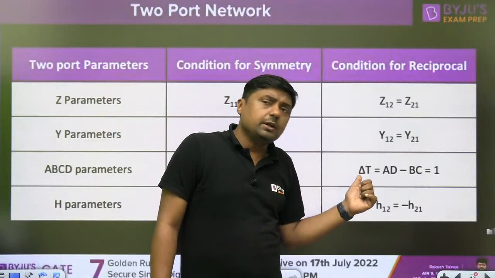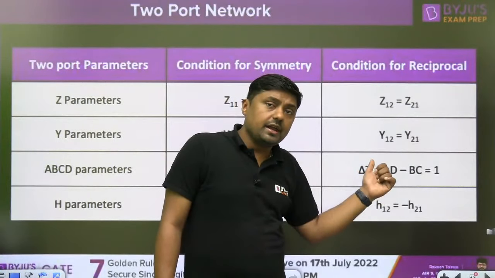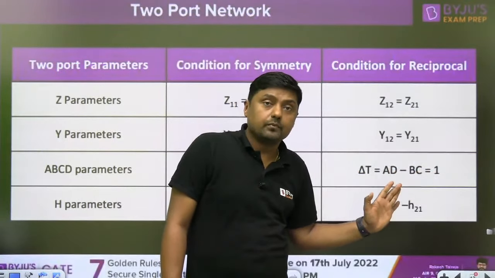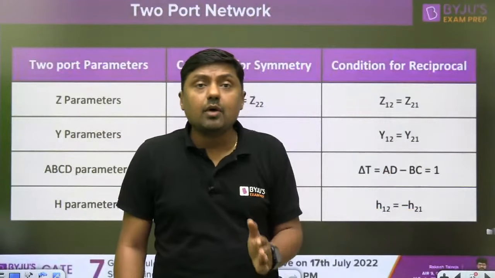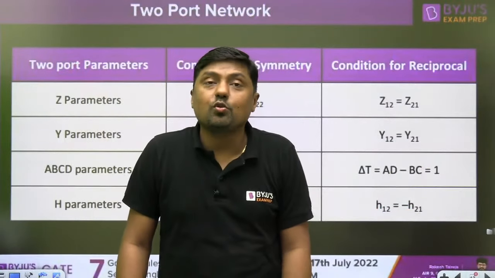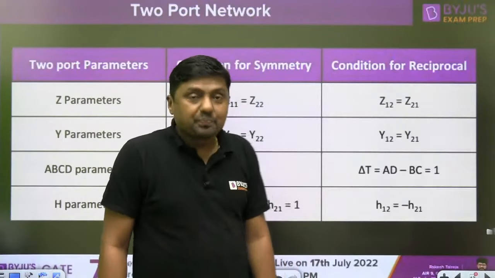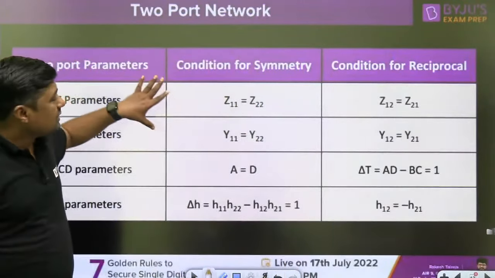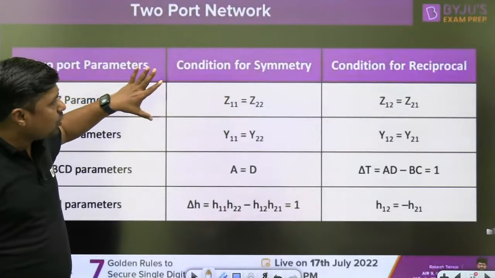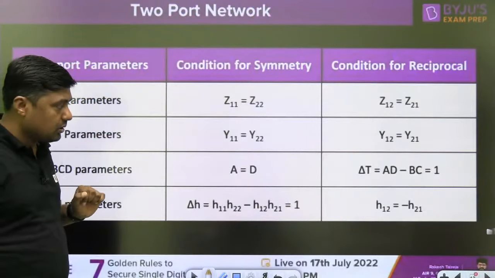And for ABCD parameter, remember that AD minus BC is equal to 1. Remember, AD minus BC is equal to 1. Okay. And now that is about the condition for symmetry and condition for reciprocal.